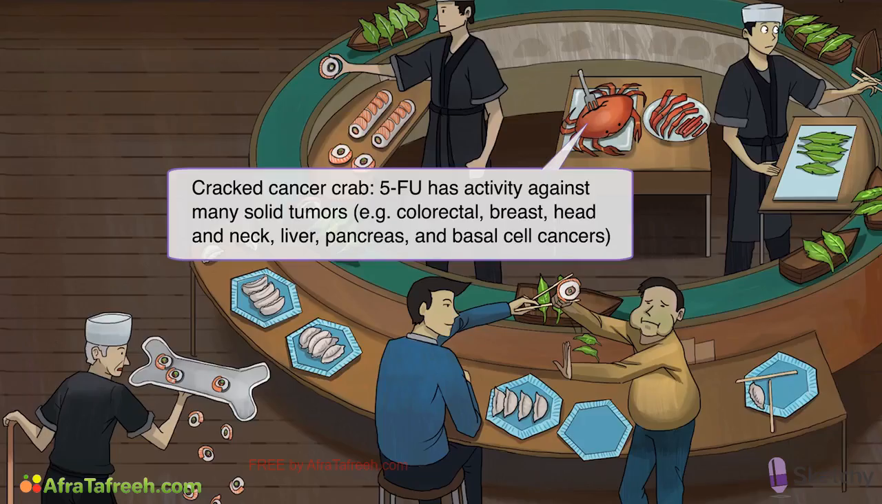5FU specifically is the most widely used agent in the treatment of colorectal cancer. This agent also has activity against many other solid tumors, including cancers of the breast, head and neck, liver, pancreas, and even topically for basal cell carcinoma.